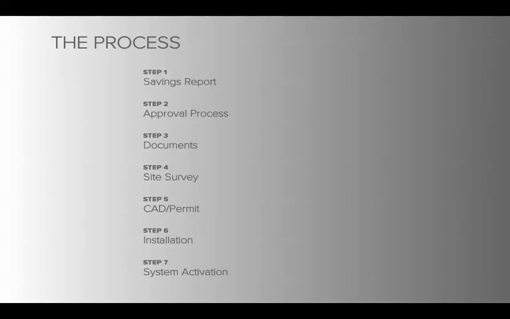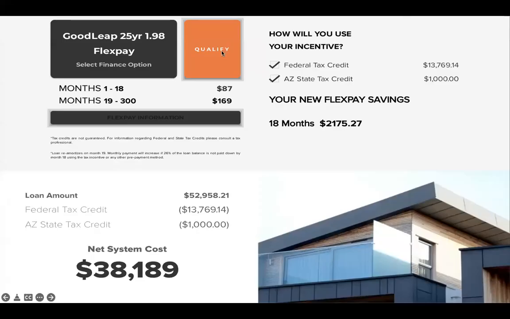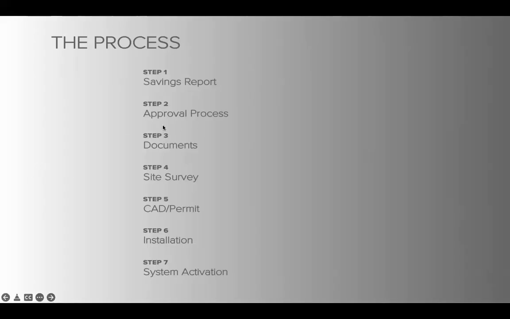Now let's take a look at the process. It'll show them the process, which is the savings report, which is what we just did, and the approval process. All we do is we click on this box right here, and it'll pop up the credit app with the last four of the social. It's a soft credit pull. We do not use a hard credit pull in order to determine whether or not they qualify for solar. And then we get the document signed.